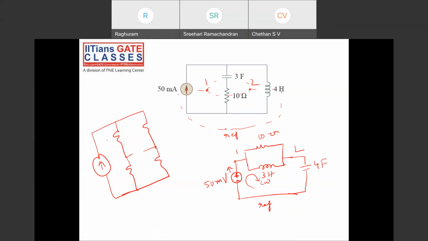I thought it's like a dual circuit, so everything will be opposite, that kind of thing. No, it's not opposite. Duality is not opposite. Remember, duality is not opposite.